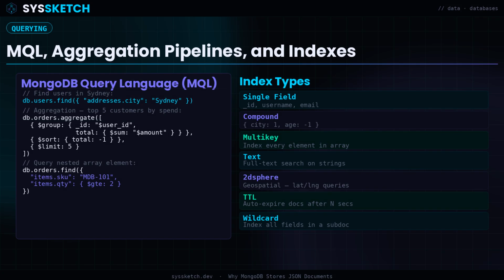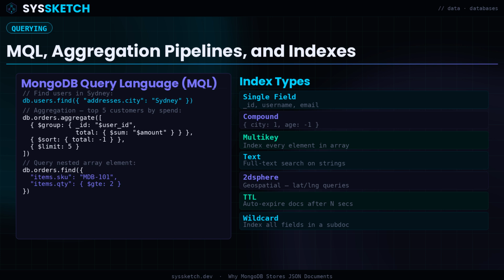For more complex operations, you use the aggregation pipeline, a sequence of stages where each stage transforms the documents flowing through it. A group stage can sum order totals per user. A sort stage ranks the results. A limit stage returns only the top 5. The aggregation pipeline is more explicit than SQL and easier to reason about for data transformations.